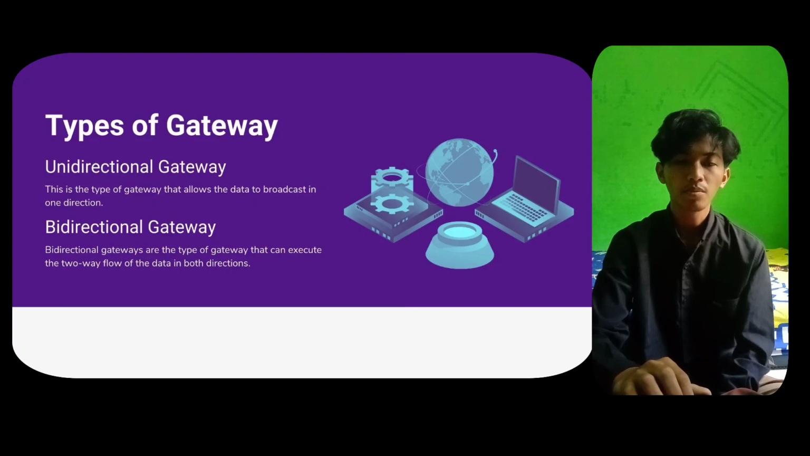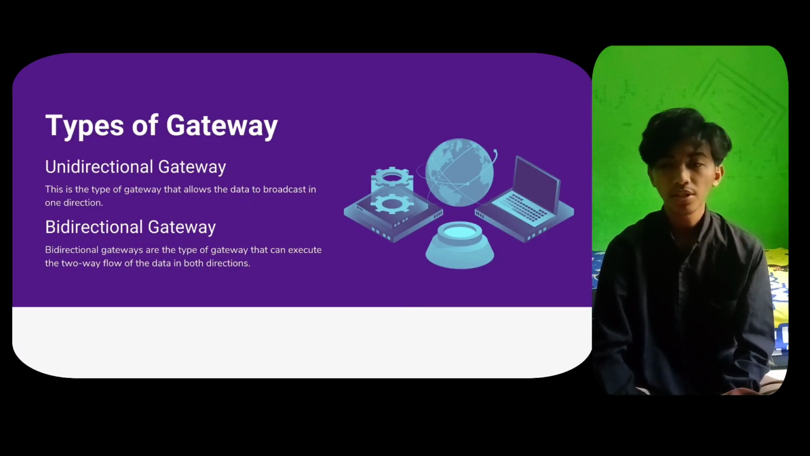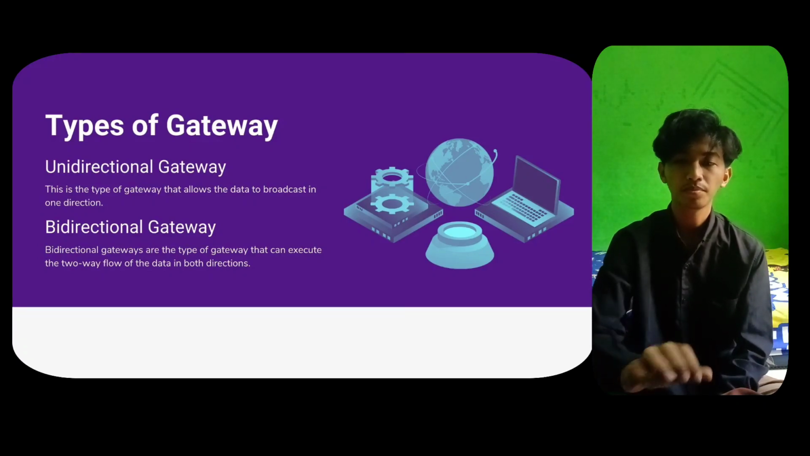The second one is the bidirectional gateway. Bidirectional gateways are the type of gateway that can execute the two-way flow of data in both directions. The data can be sent and received at the same time. Also, every change in the flow and direction takes place in the source application or the node. In short, the bidirectional gateway works as a synchronization application or tool.